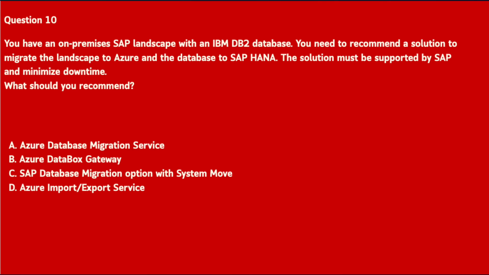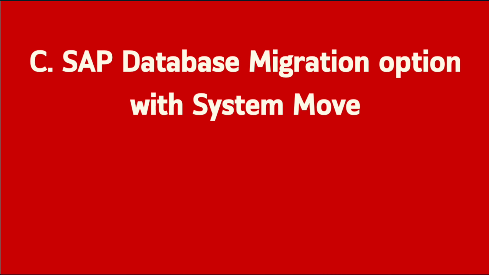Question number 10. You have an on-premises SAP landscape with an IBM DB2 database. You need to recommend a solution to migrate the landscape to Azure and the database to SAP HANA. The solution must be supported by SAP and minimize downtime. What should you recommend? Azure Data Migration Service, Data Box Gateway, SAP Database Migration Option with System Move, or Azure Import/Export Service. The correct answer is again SAP Database Migration Option with System Move.